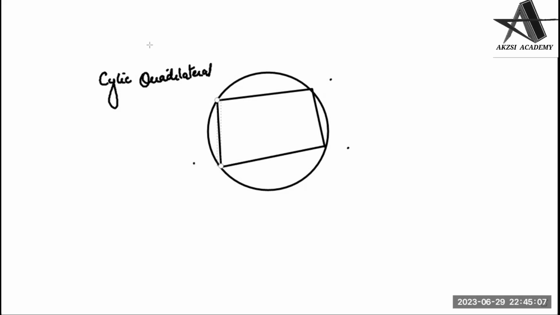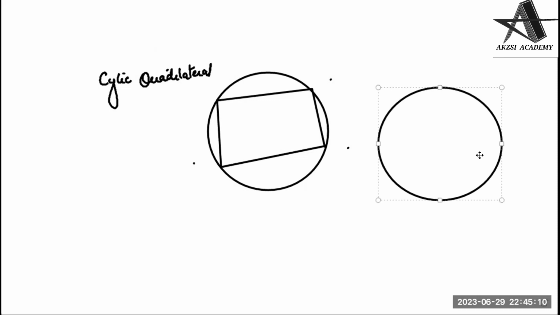But suppose a quadrilateral is like this, then it will not be a cyclic quadrilateral because 3 vertices are lying on the circumference, but the 4th one is inside the circle. Sometimes the kids make the mistake of using the circle theorem thinking that this is a cyclic quadrilateral. You can't apply the theorem unless the quadrilateral is a cyclic quadrilateral.